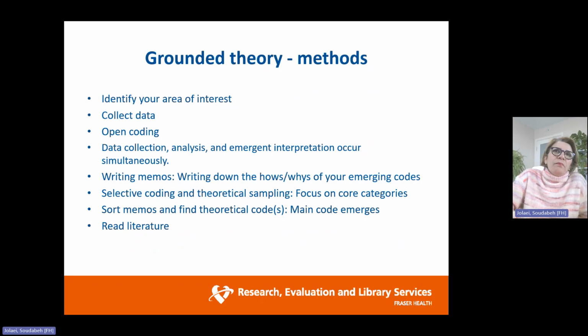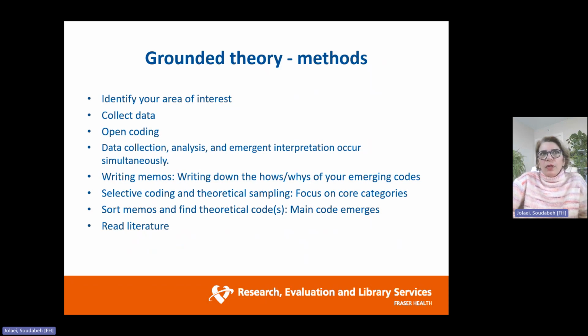In grounded theory method, we need to identify our area of interest, collect data, and do open coding for analysis. Data collection, analysis, and emergent interpretation occur simultaneously. It means that at the same time that we are collecting the data from the interviews, focus groups, we analyze that, and based on the data we capture, we go toward the next interview or focus group.